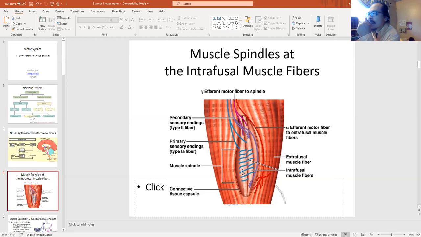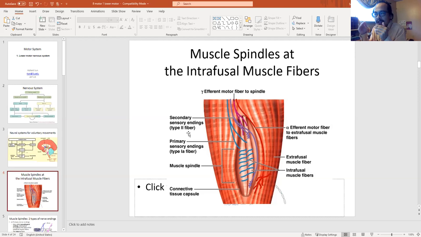Now with this sensory, it includes the primary ending and the secondary ending. For the primary ending, you can see that its nerve uses type 1A. The secondary uses type 2. So the terminology here is a different system. Typically, when we talk about nerve fibers, we classify them as alpha, beta, gamma, delta, and C, with C being unmyelinated. That's for general nerve fibers.